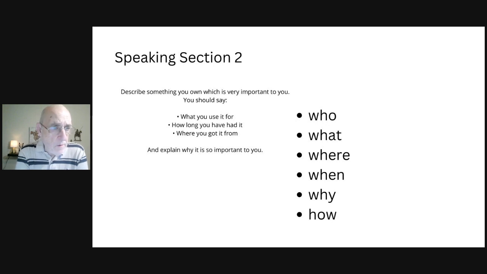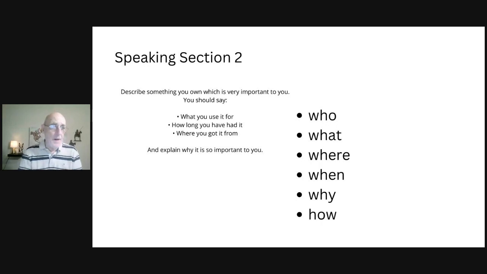Now, some of them are related to the questions that you've already received, but still write these down and they will give you ideas for extra details that you can include in your talk. You can write these questions in any order, but make sure that you include all 6. They're the very familiar question words: who, what, where, when, why, and how.